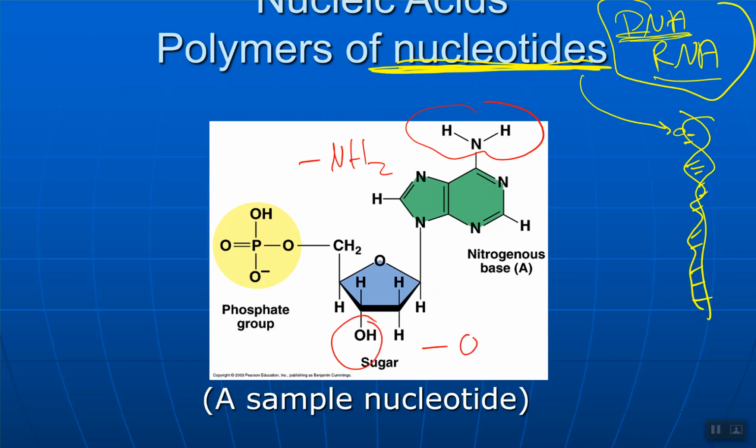OH is the hydroxyl group. That should be a flashcard. And this is a giveaway. This is the phosphate group right here. What's in yellow? It's PO4 with either a -2 or -3 charge. So this is a nice little review, and we'll see you in the next video.